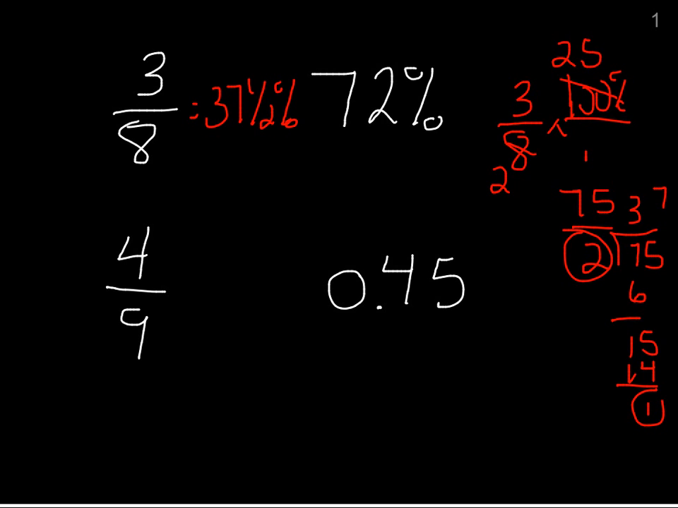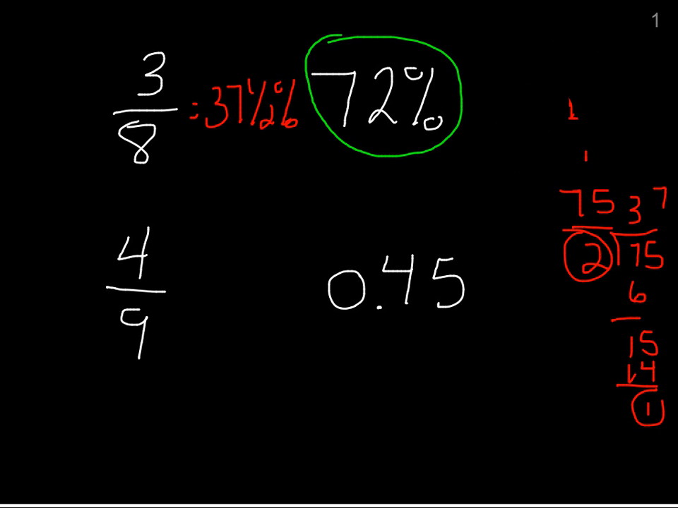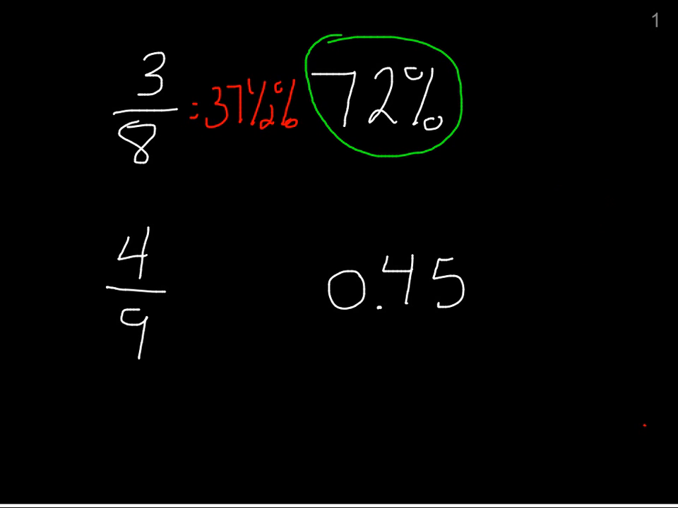And so obviously the 72% is a lot bigger. You might have been able to tell that one ahead of time. That was kind of an easy example. So let's look at the next one here. We have 4/9, we want to compare it to 0.45. I'm going to erase all this so I can have some room to see.